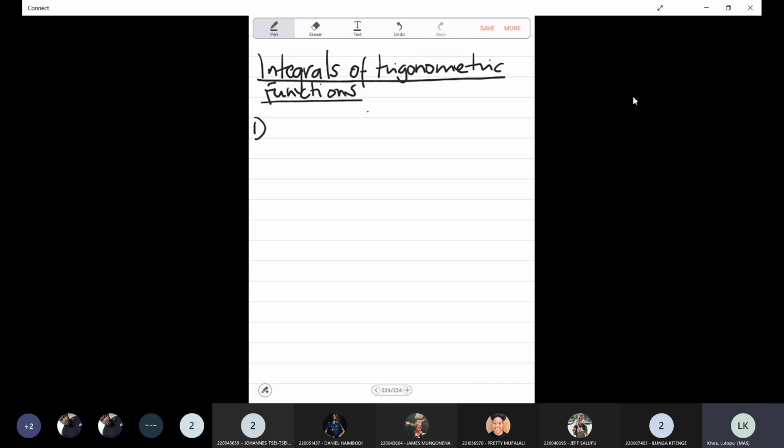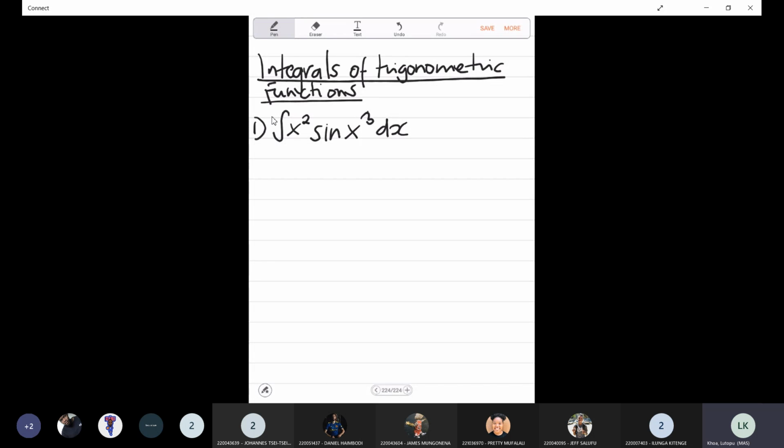In the first one, we have the integral of x squared sine of x to the power of 3 dx. So we want to integrate this. You can see that if I were to differentiate x to the power of 3, I would get 3x squared. So if I put a 3 over there, then it is exactly the derivative of this.